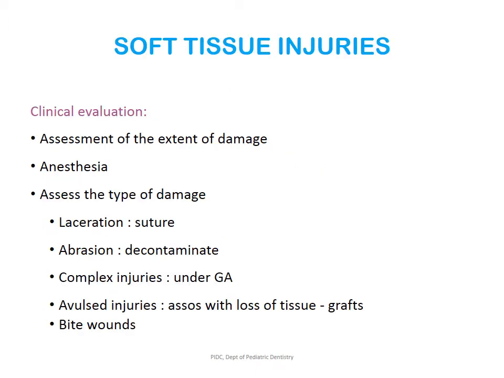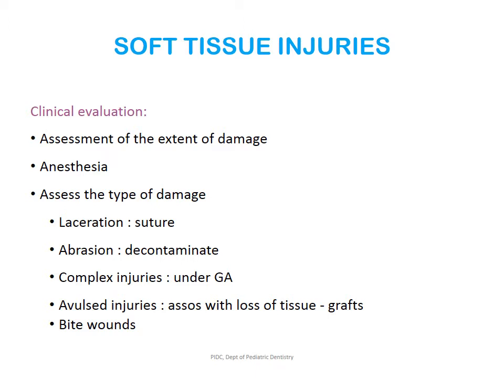Next, how do we assess or evaluate any soft tissue injuries? So clinical evaluation is done to assess the extent of injury or the damage, if the damage is a minor type or a major type. Then we need to assess the type of damage. Is it a laceration, abrasion? Is it a complex type of injury? Is it a bite mark or avulsion type of injury?